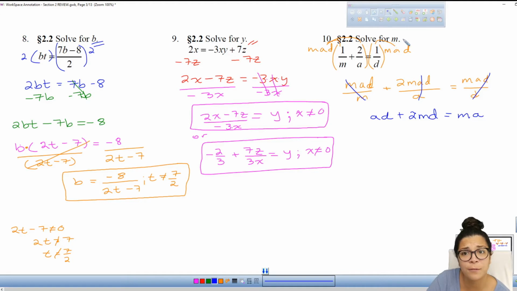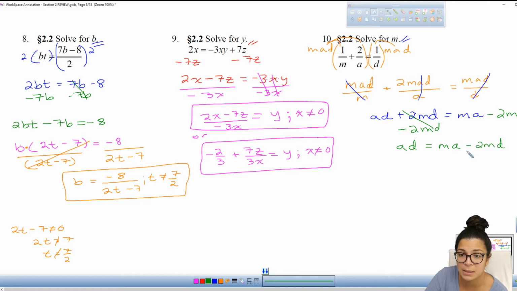Now we are solving for m, so there are two terms that have the variable m on them. I need to bring the term 2MD to the right to the other side with the other term with m as well. So I'm going to subtract 2MD to bring that to the right hand side, only because I'm solving for m and there are multiple terms with m in it.